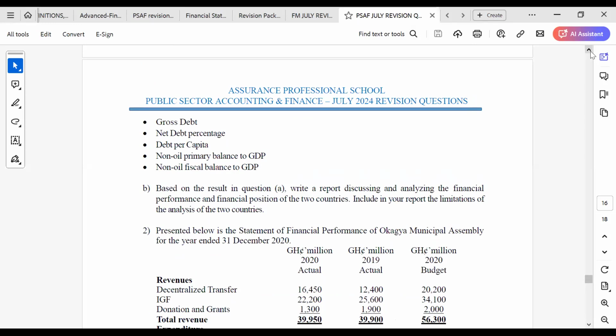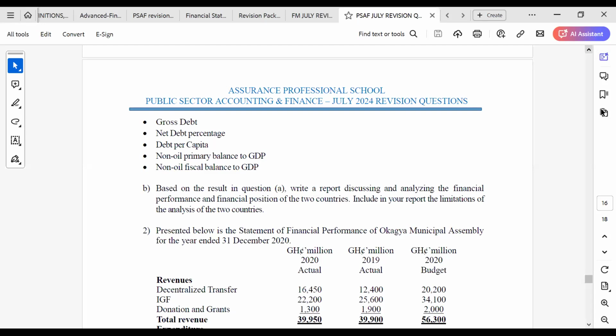Okay, because the report will be on paper, you don't come to a next page and write the limitation over there. You can write the limitation before you come to the report. Before you conclude, you include in your report the limitation of the analysis of the two components. So the limitation should come before the conclusion. Yes, please. Okay, thank you.